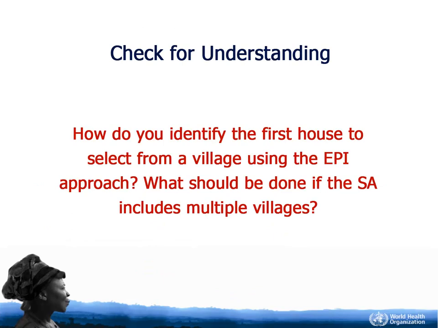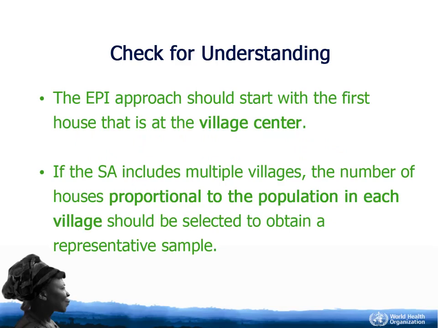Check for understanding. How do you identify the first house to select from a village using the EPI approach? What should be done if the essay includes multiple villages? If you are uncertain of the answer to these questions, please review this video again.